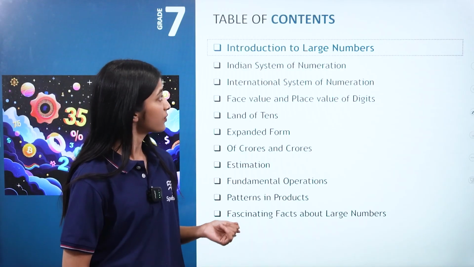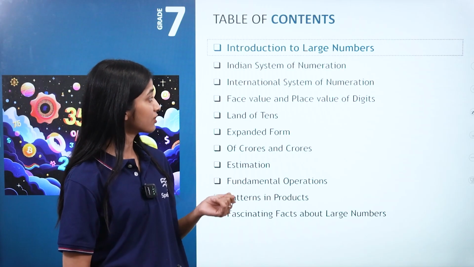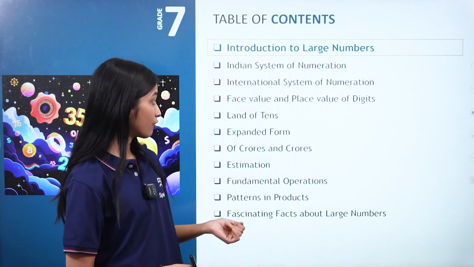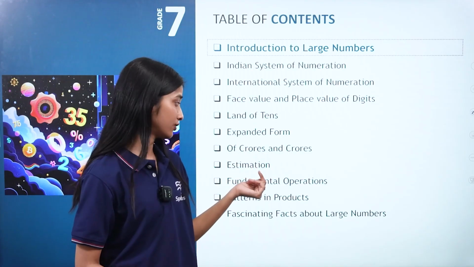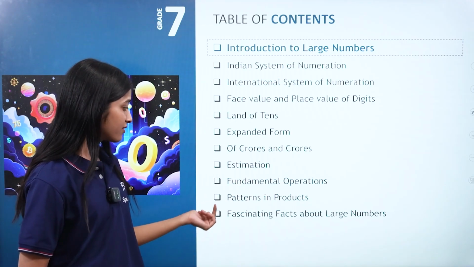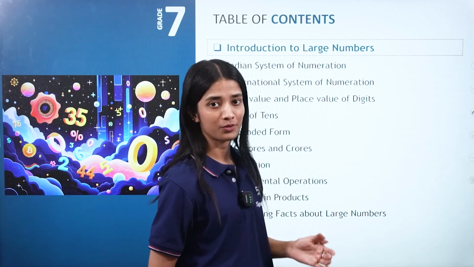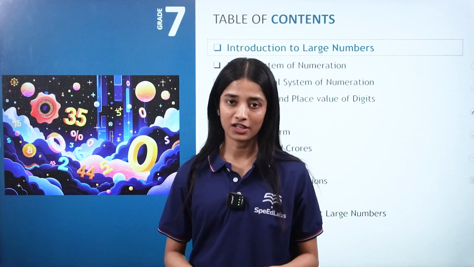Starting from introduction, we will see Indian system of numeration, then international system of numeration, face value and place value of digits, then land of tens, expanded form of crores, estimation, fundamental operations, patterns in products, fascinating facts about large numbers. So these are the topics that we are going to cover. Let's start with the introduction part.